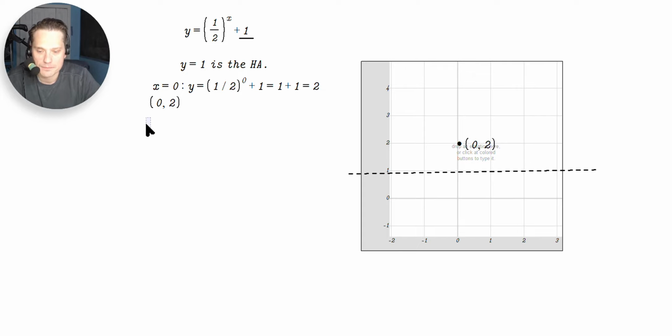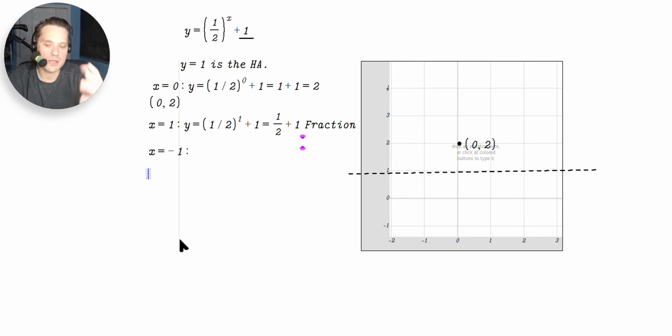Now let's do another one. You can't just do things blindly here. If you do x equals 1, there's an issue. y is equal to (1/2) to the first plus 1. Well, what's the issue? You have now a half plus 1. That's not a pretty number. It's a fraction, right? That might be hard to mark in a grid. So you could do this, but I wouldn't. I would probably use x equals -1, because that will make the fraction flip over and we're going to get a whole number as the y coordinate.